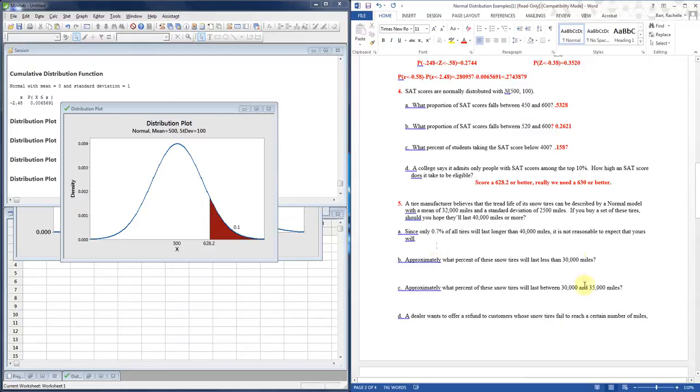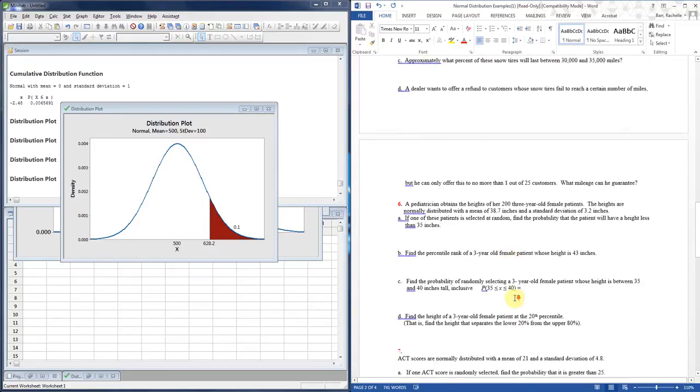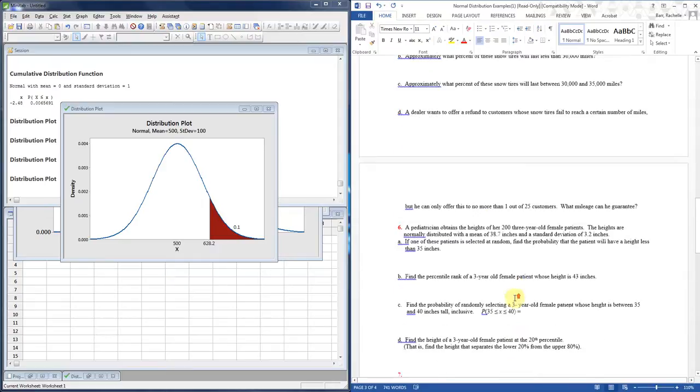So, let's look at dealing with some tires. Wow, this is longer than I realized. Whatever.